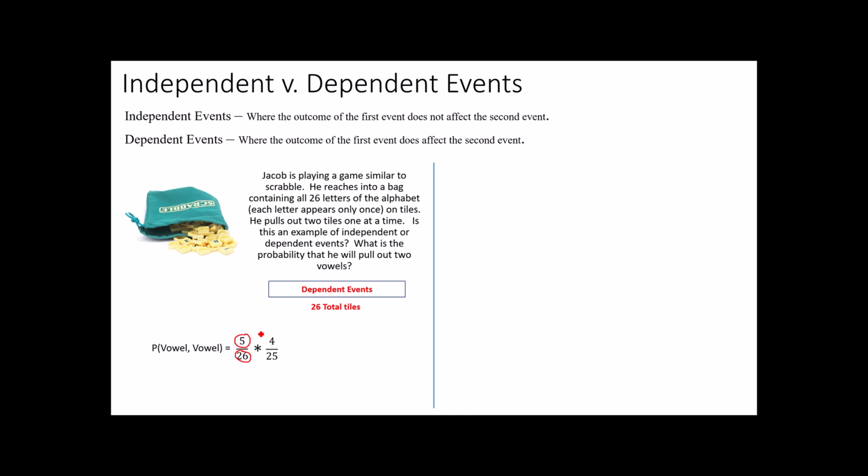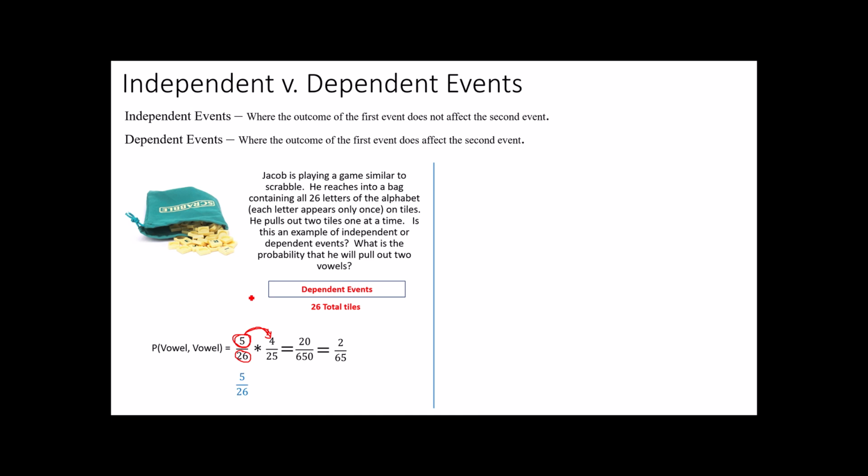Now, a lot of people say, well, what if the first draw was not a vowel? If the first draw was not a vowel, this 5 out of 26, that would be an example of one of the other 20 choices. So we're only looking at if the first one was a vowel, what's the probability the second would also be a vowel? So it's 4 out of 25. Again, multiplying those together and then simplifying, you get 2 out of 65.